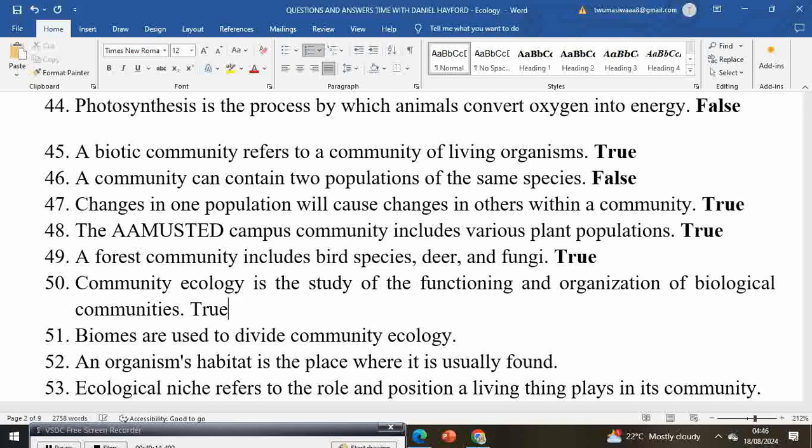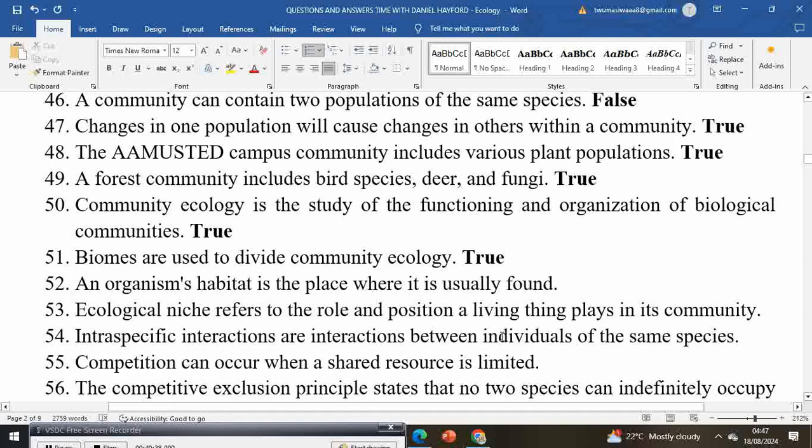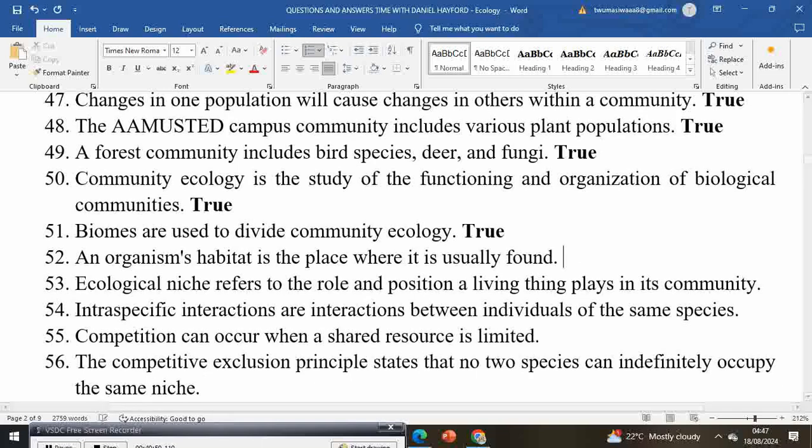Question number 50. This statement is true. 51. Biomes are used to divide community ecology. Is this true or false? It is true. Biomes are used, but not only biomes. So what other thing do you think can be used to divide community ecology? Is it habitat or something else? You can indicate your answer in the comment section.